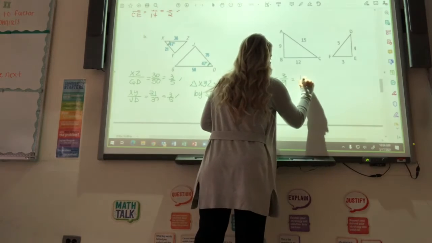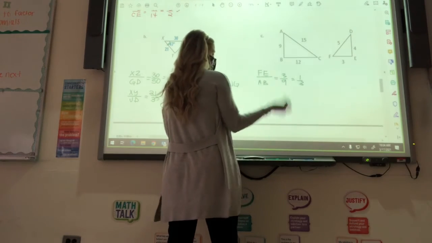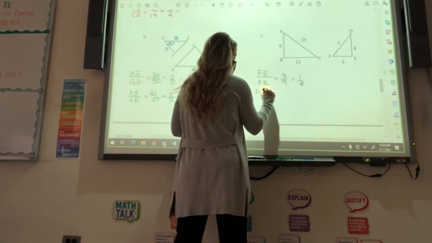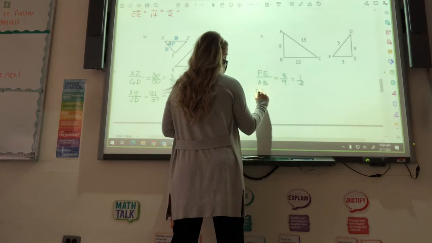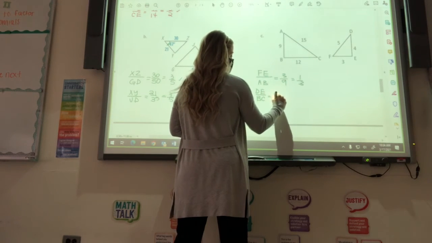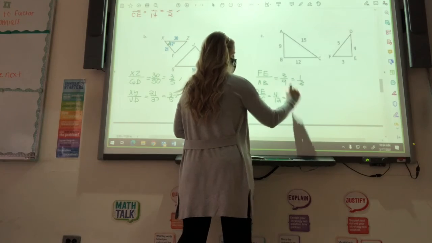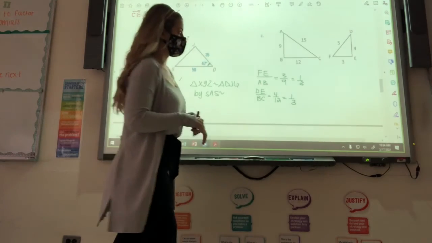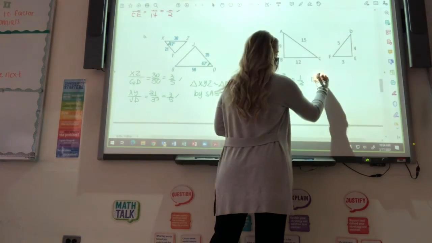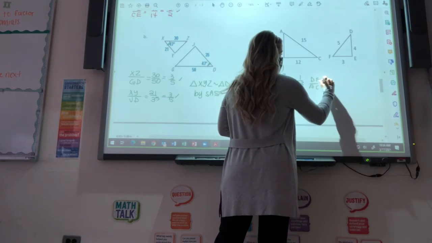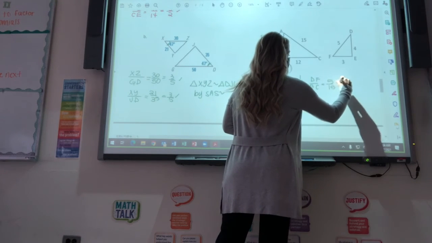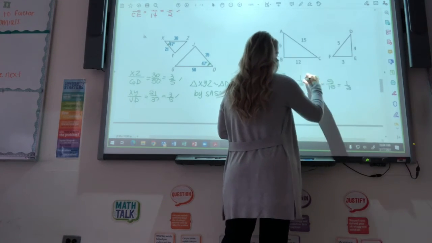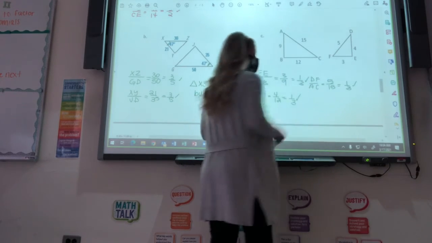So this reduces to 1/3. Then I'm going to go to the middle length. So DE and BC. 4 over 12. So we get 1/3. And then our longest sides, DF to AC. 1/3. Boom, boom, boom.